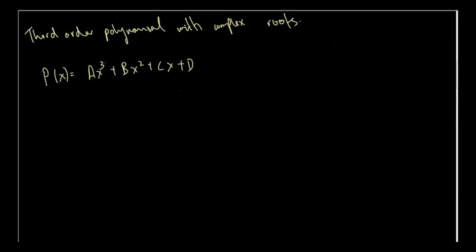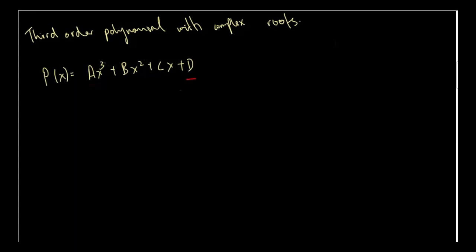Hi guys, welcome back. In this lecture, I'm going to talk about third order polynomials with complex roots. Okay, so this is the general formula for a cubic function: P(x) equals ax cubed plus bx squared plus cx plus d.